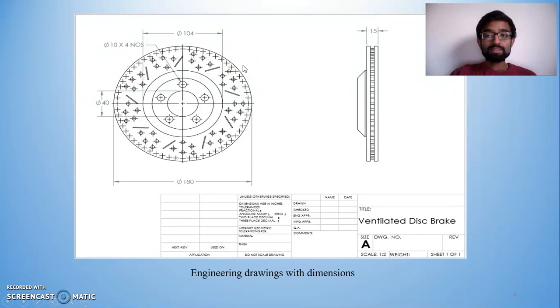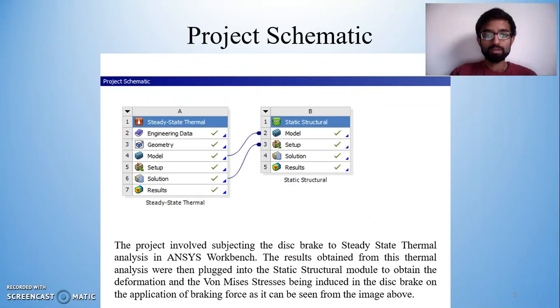To make the design clearer, this is an engineering drawing of the ventilated disc brake. As it is clear from the drawing, the outer diameter of the disc brake is 180 mm and the inner diameter is 104 mm. So everything in the middle of these two diameters is the working area of the disc brake, where the pads are going to hold the brake, thus applying the braking force. It's also clear from the drawing that the width of the disc brake is 15 mm.